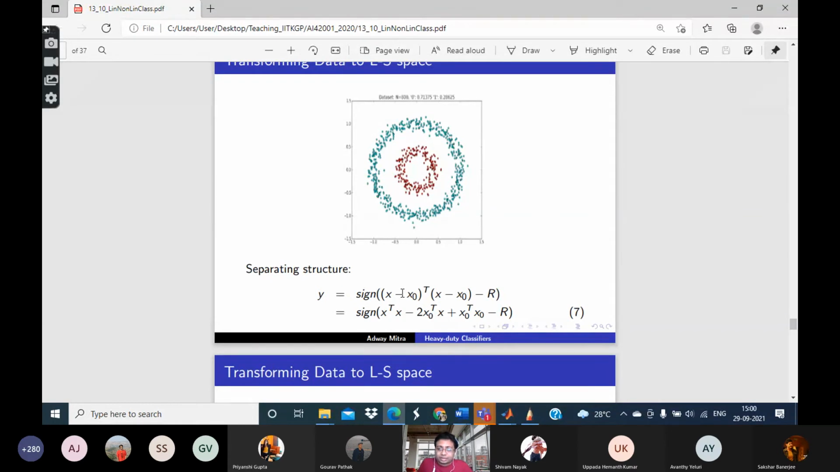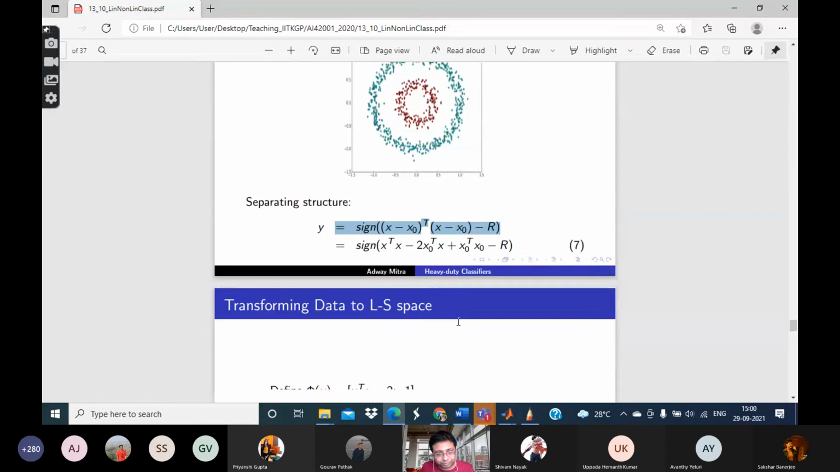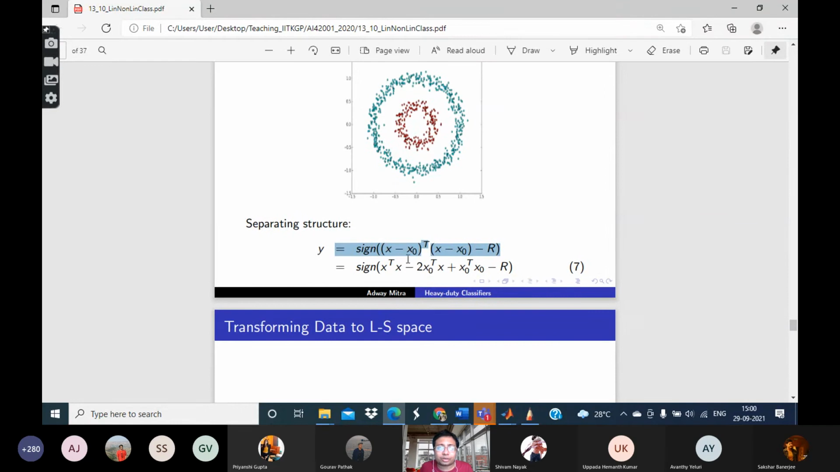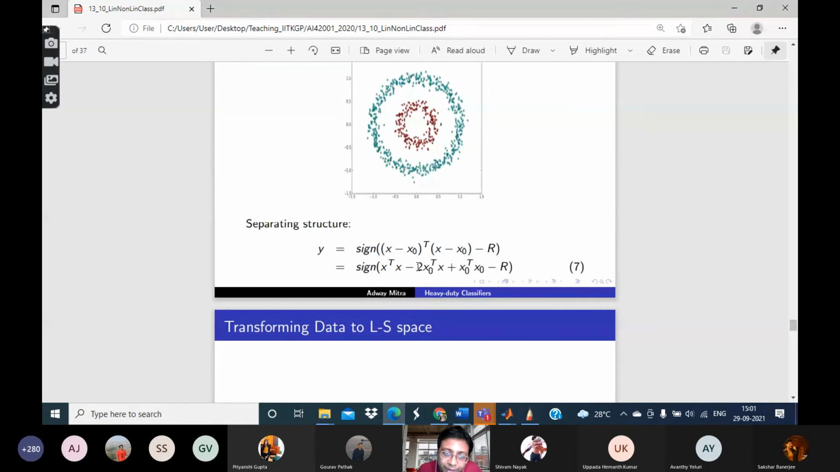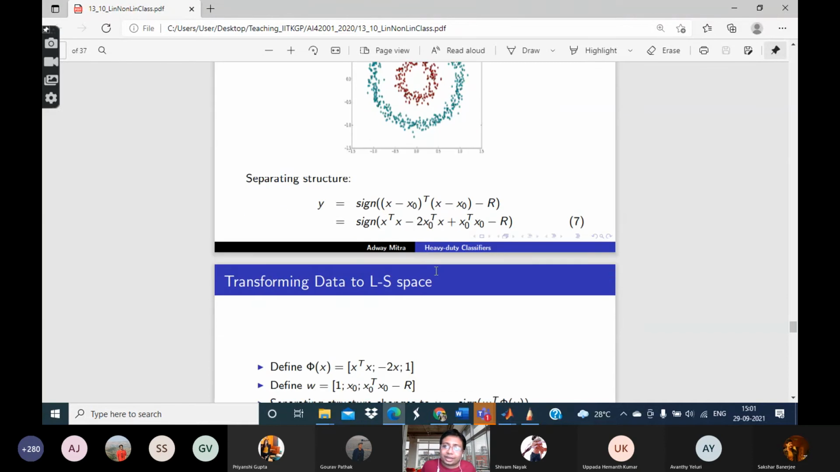So this is the equation for the corresponding circle or sphere, whatever, a quadratic structure which separates these two classes. If you write it out, this is what you will get. Since the separating structure is quadratic or non-linear, we call this a non-linearly separable data set. The magic is that we can as well look upon this as a case of linear separation in a different feature space.